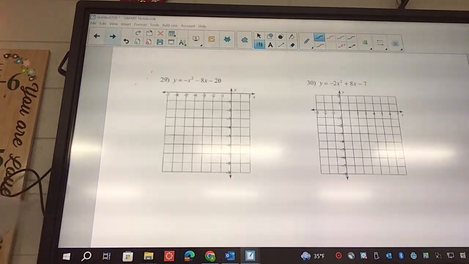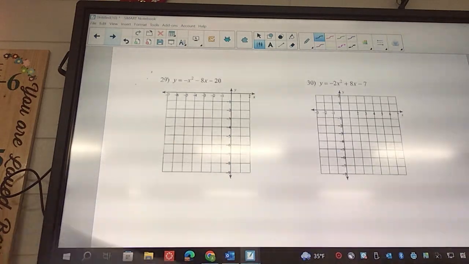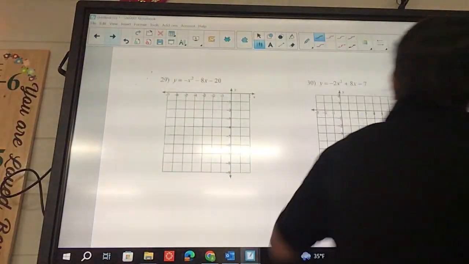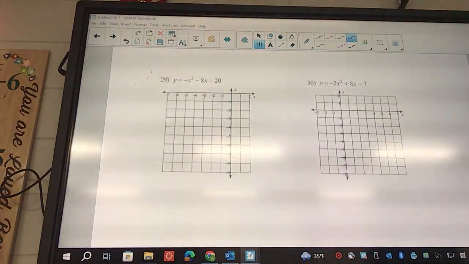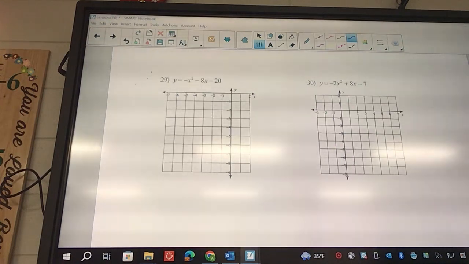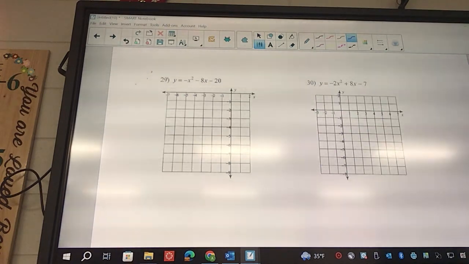Okay, 29. Are there parentheses there? No. So this is the one where you gotta do what? What's the formula? Somebody knows it. We just did it. Was that slope? No. We did it last week. We did standard form and then mixed forms, where we graphed them.